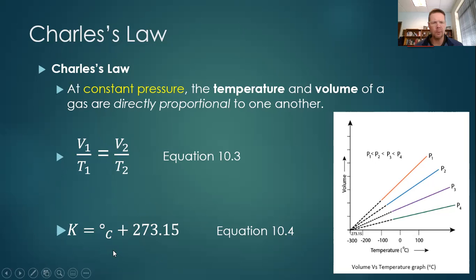Now, equation 10.4 is the Kelvin scale. Kelvin is a scientific unit of measuring temperature, and we will use Kelvin in this class from this point forward. Kelvin equals degrees centigrade or degrees Celsius plus 273.15. So 0 Kelvin, therefore, is negative 273.15 Celsius. Got that? I know you do.